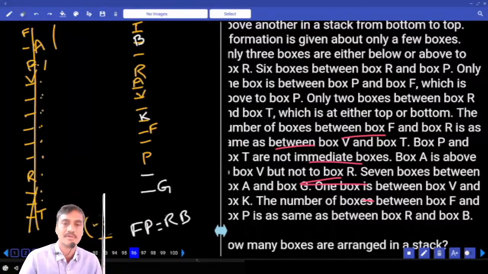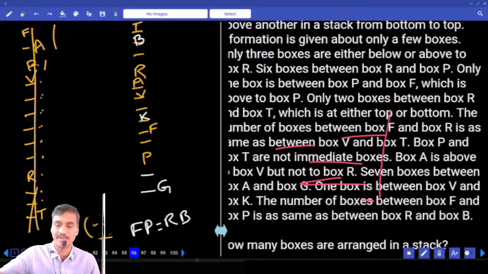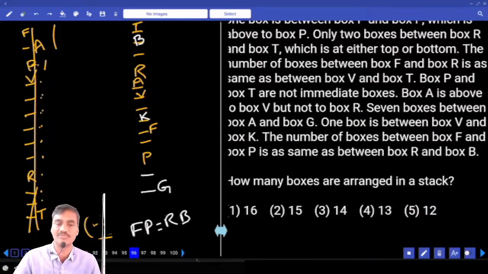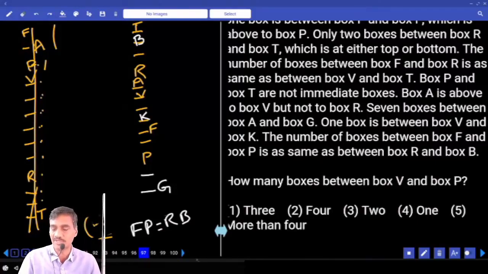Then hence T B blank R A V blank K F blank P blank G is the final order we have. And how many boxes are arranged in the stack? Now tell me what is the total number of boxes here? Now total number of boxes were 13. 13 choice 4, 96. And how many boxes between V and P?